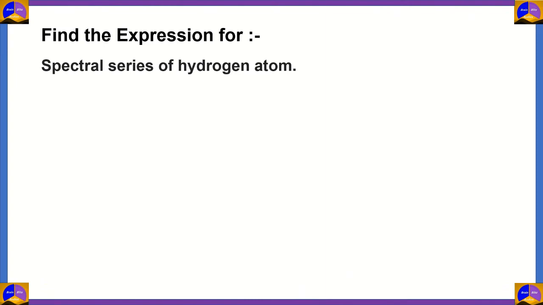This is the final derivation of this chapter. We need to find the general formula for spectral series of the hydrogen atom, the general expression for spectral series of hydrogen atom.